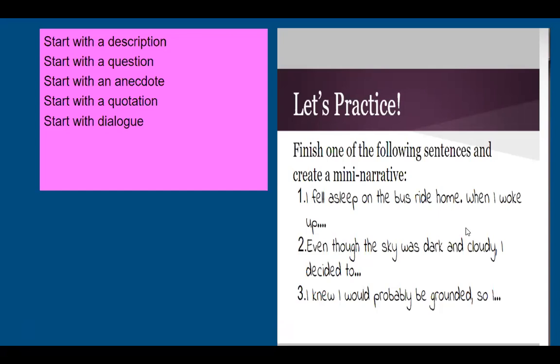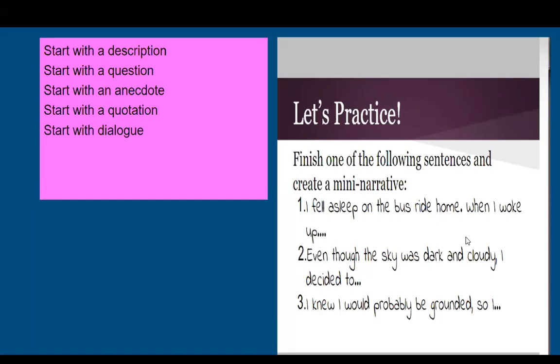Akram. Can you give me an ending of the first one? Good to see you here, Akram. And I'd like all of you to try this, attempting to give an ending. I fell asleep on the bus ride home when I woke up. Now, what could happen next? Can you give me an ending?